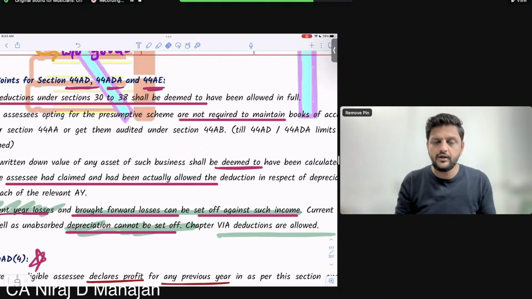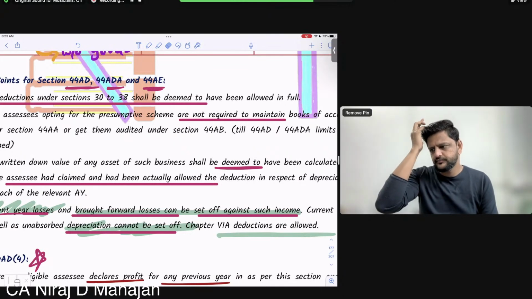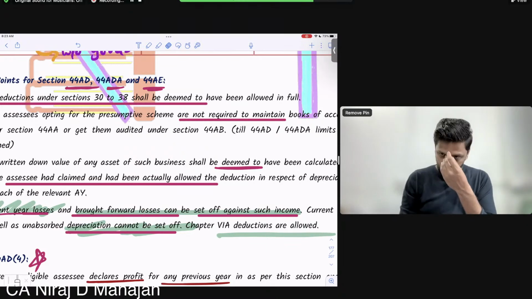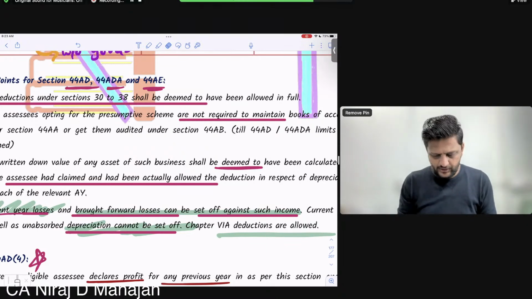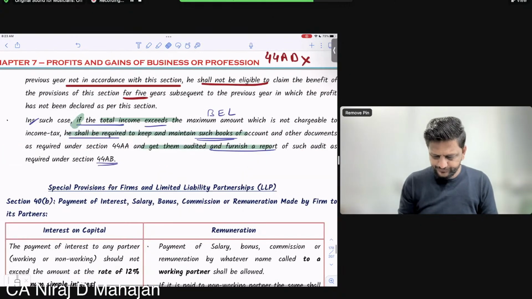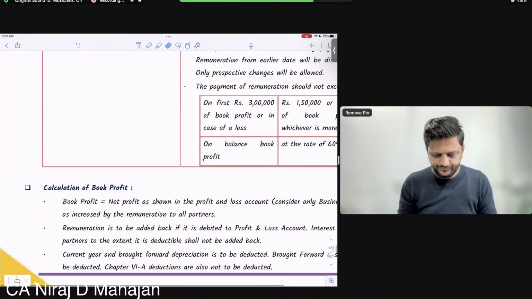Other things also we have covered. Once you are under presumptive, then what happens for the next 5 years? You have to also show again under presumptive. If you do not show, then you have to get it audited, etc. As well as for the next 5 years, you can't claim presumptive taxation. That is 44AD.